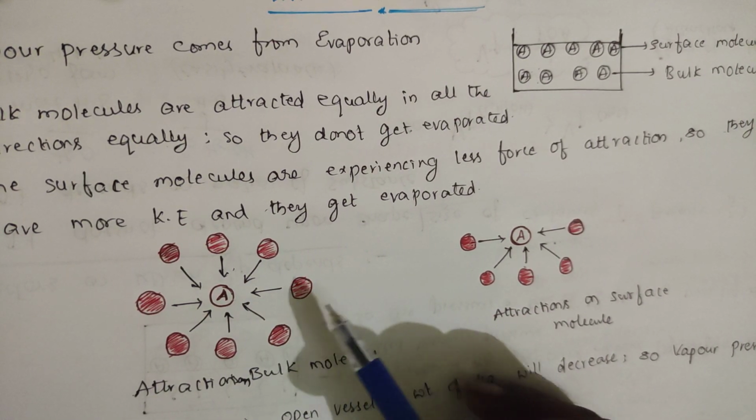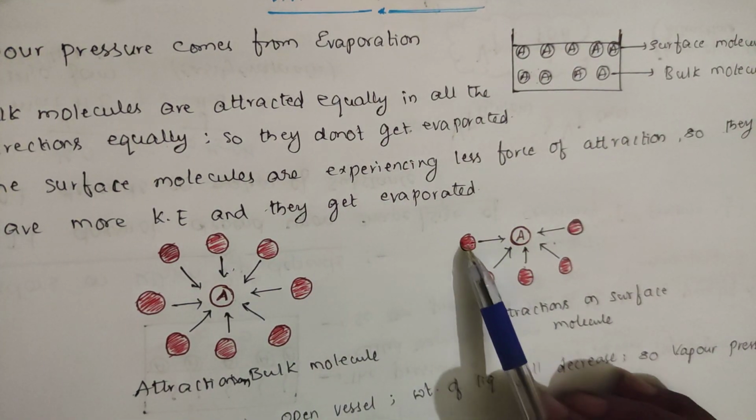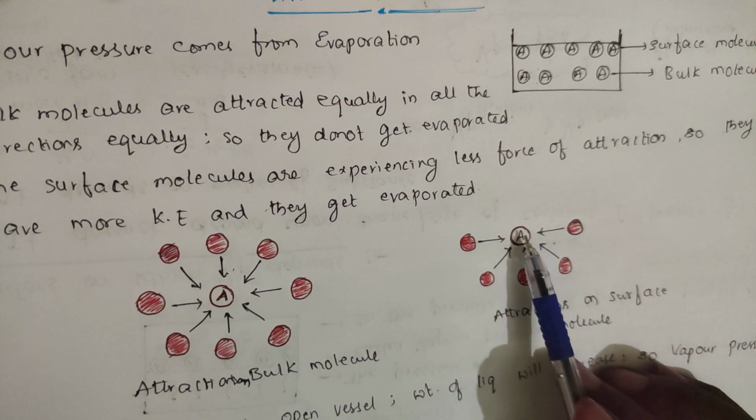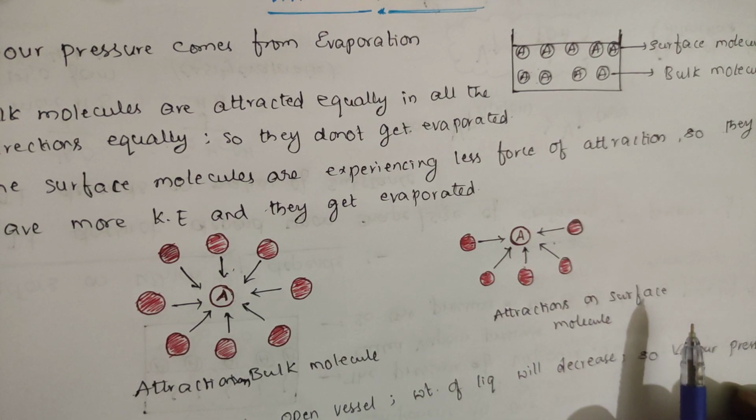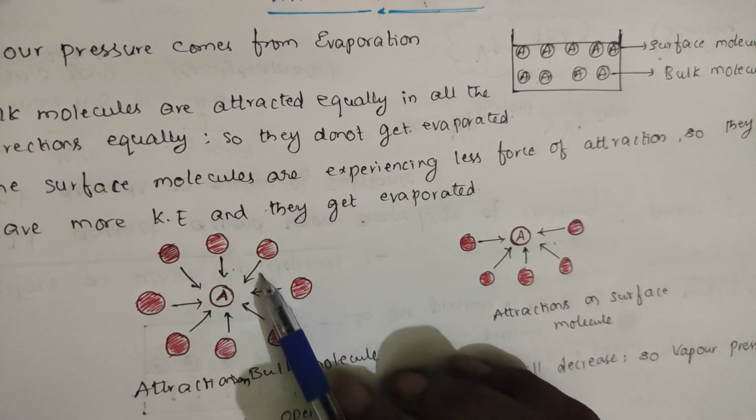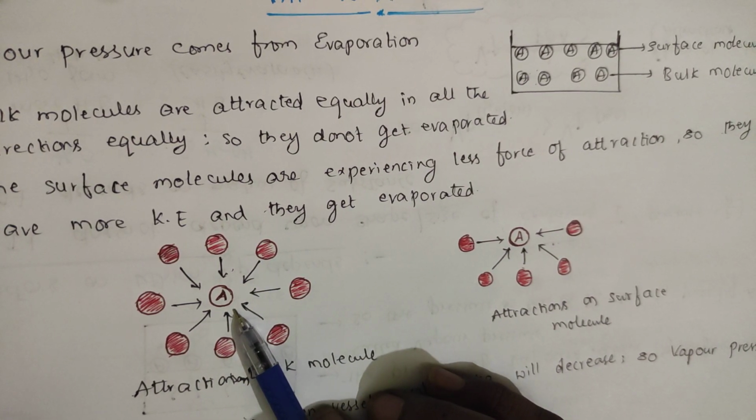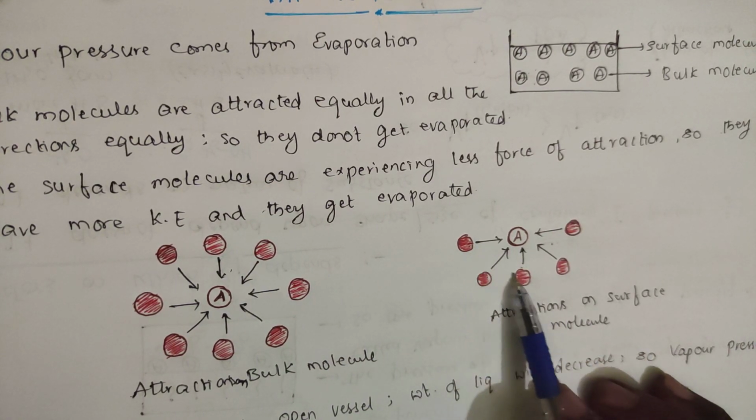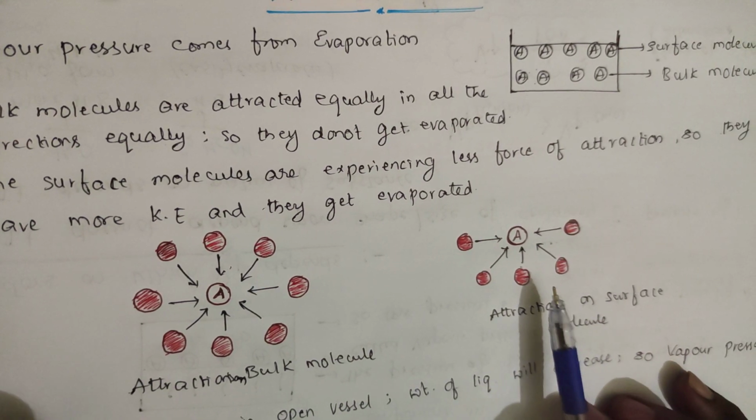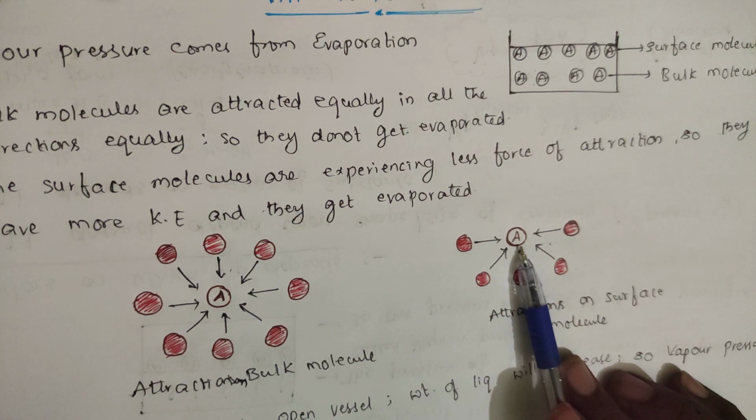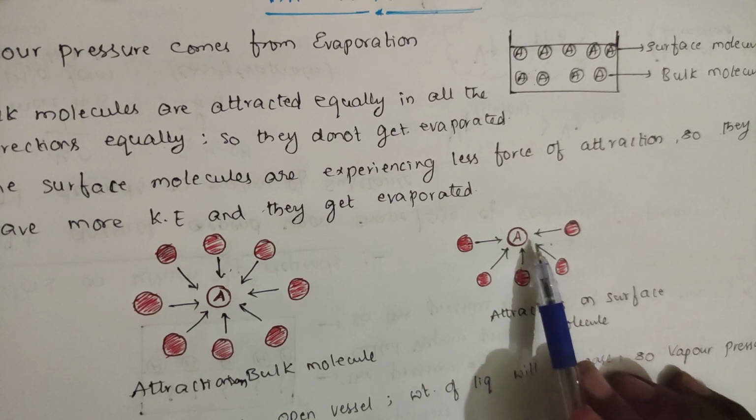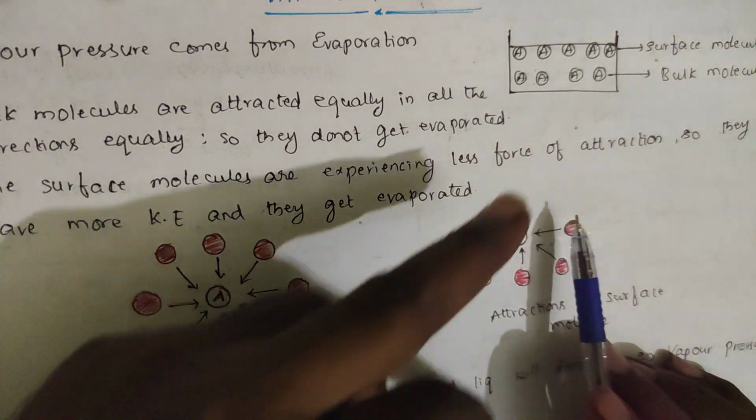so that this molecule will not get evaporated. If you see the surface molecule here, at the bottom as well as the sides, you have molecules, and they will attract that one. But at the top surface, you are not getting attractions. So it is experiencing less force of attraction from the molecules beside it. Here, in all directions it is experiencing the force, so it can't get evaporated. For this molecule, it is getting attraction only from this side. It is experiencing less force of attraction from the surrounding molecules, so this molecule has some more energy, simply we can say more kinetic energy, so it tries to move into the vapor state, so that it gets evaporated.